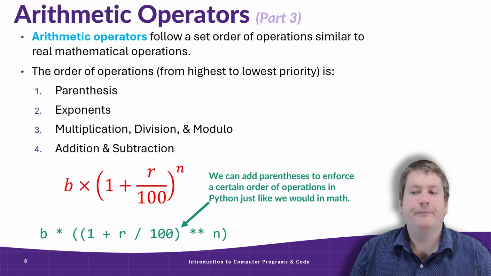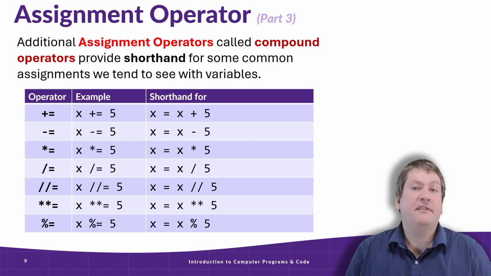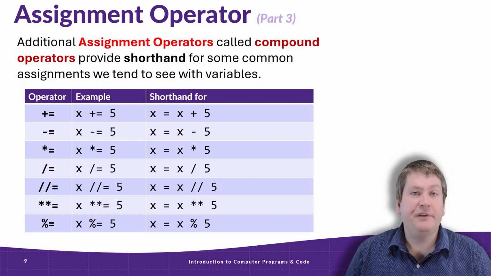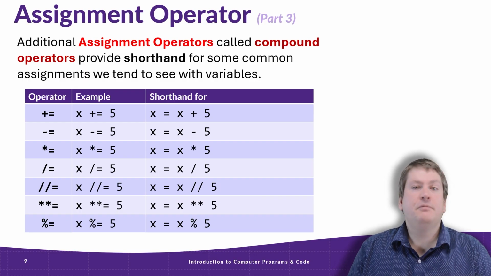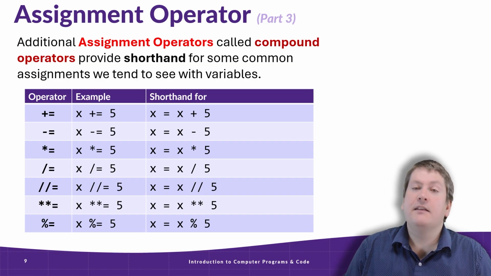One last thing I should mention about assignment operators is that there are shorthand versions of many of the assignment operators that we would frequently be using, and these are called compound operators. These all involve performing an arithmetic operation on a value stored in a variable, and then storing that result back in the same variable, sort of like adding 1 to z, like we saw before.